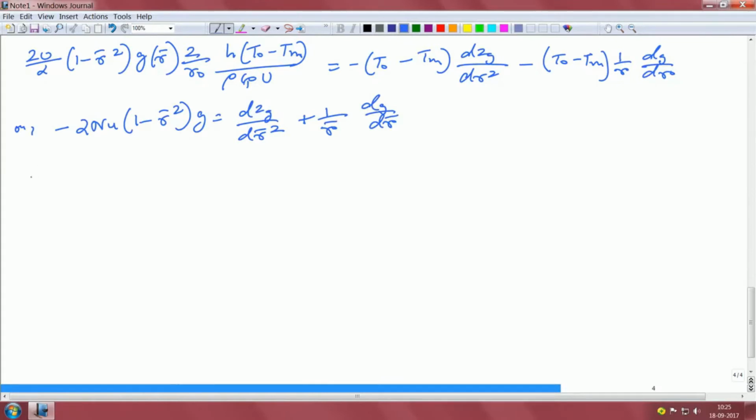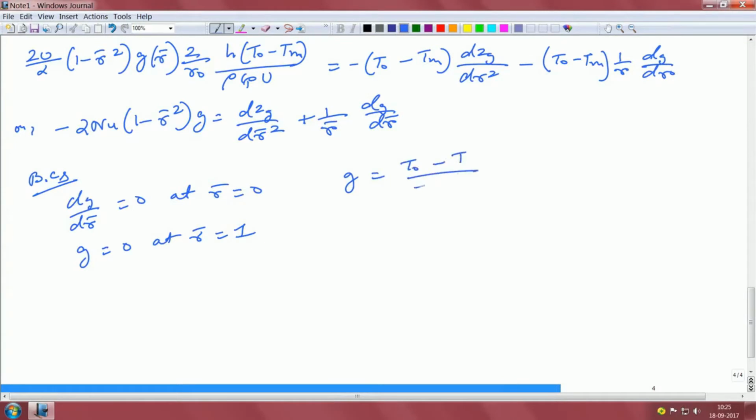Now, of course, to solve this equation you need the boundary conditions. So, the boundary conditions will be dG by dr bar is equal to 0 at r bar equal to 0, right, and G is equal to 0 at r bar equal to 1. Okay. Why G should be equal to 0 at r bar equal to 1? Because what is the definition of G? G is given by (T naught minus T) divided by (T naught minus Tm). Okay. So, at r bar equal to 1, that means at the wall, what will be the value of temperature? It will be the same as the wall temperature.